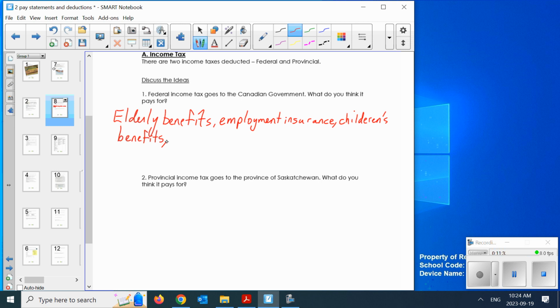There's a health transfer, as in the federal government transfers some of this money to the provinces to deliver hospitals and clinics and doctors, so I'm going to say health. And social transfer. Have you ever heard of social services and stuff like this? Well, it's things like, some people will say welfare, things like that. But sometimes they'll say social services. There's a transfer to the provinces. Sometimes it's federal.